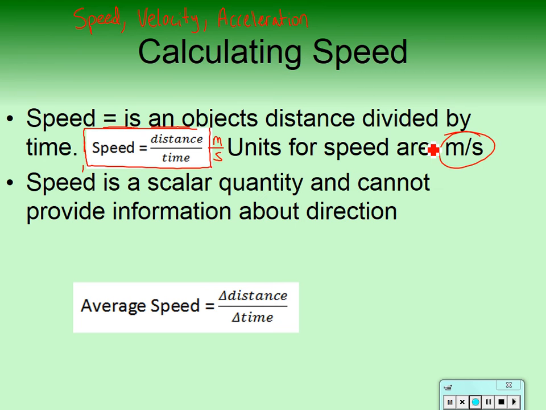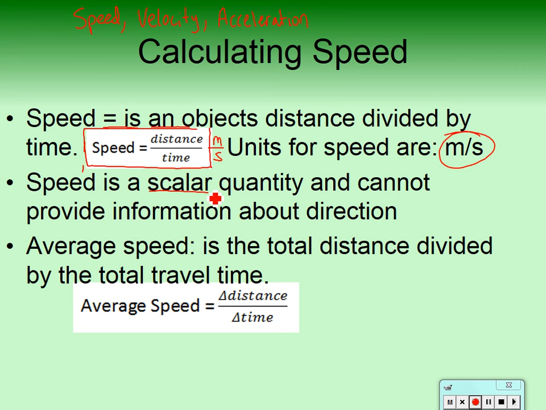Speed is a scalar quantity. Scalar quantities show magnitude and not direction, so they can't provide information about direction. It's just a speed. It's like looking down at your speedometer and it says you're going 65 miles per hour. You're going 65 miles per hour, but you don't know your direction if you just look at the speedometer. So speed is a scalar.